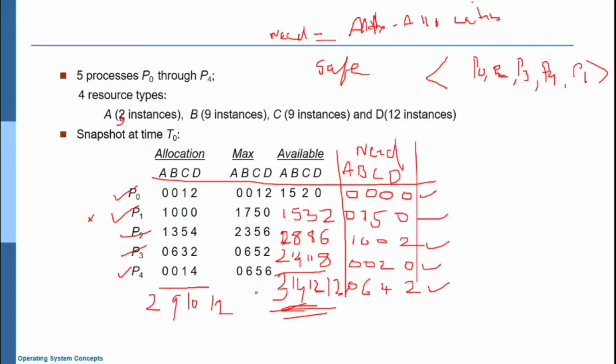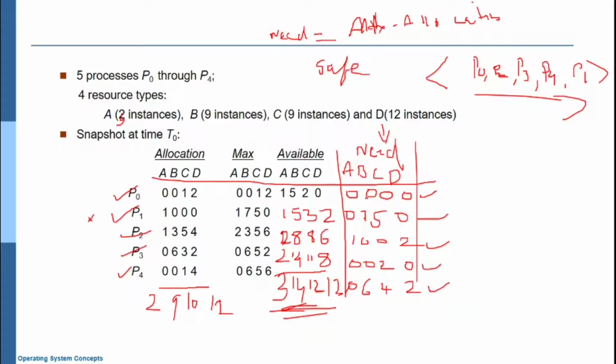So this is in the safe state, and there can be more than one safe sequence also. It's not that it has to be followed in the same sequence. It can have more than one safe sequence, and this is a safe sequence of P0, P2, P3, P4 and P1. First thing you have to do for a given table is find the need.